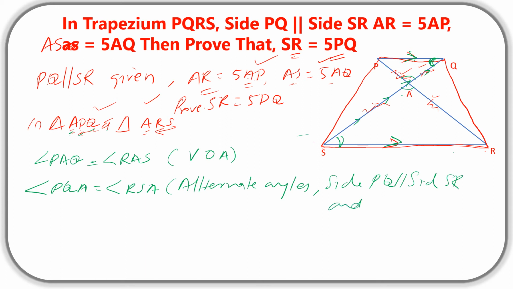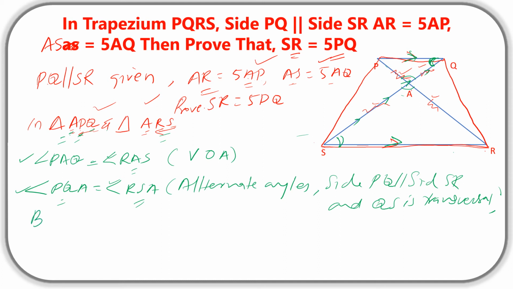and you can name QS as the transversal. ये आपको लिखना है. So you proved that these two angles are equal to these two angles, and PAQ belongs to triangle APQ. PQA also belongs to triangle APQ, and RSA is belonging to triangle ARS. So that these two angles are congruent.